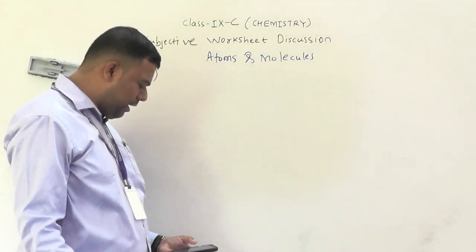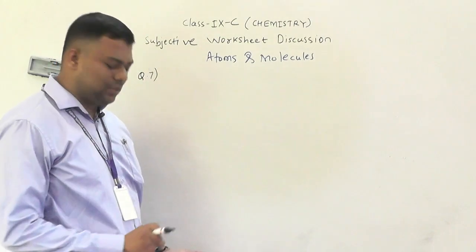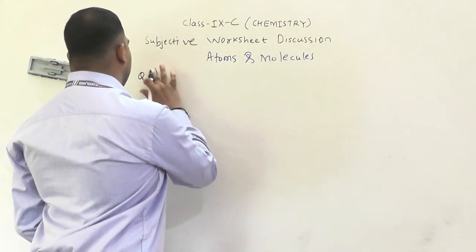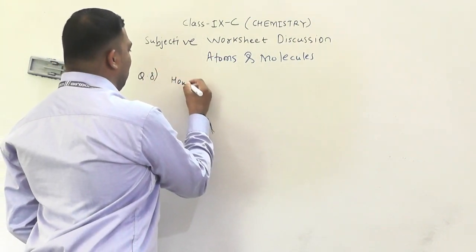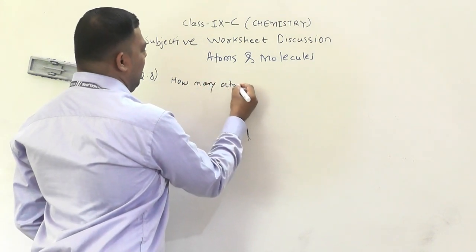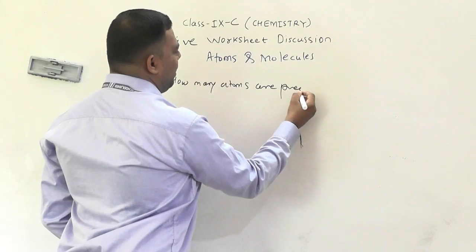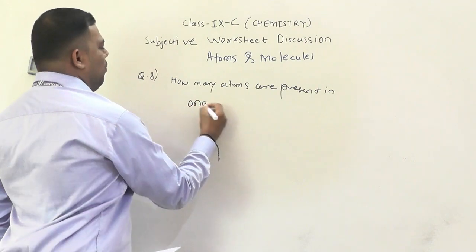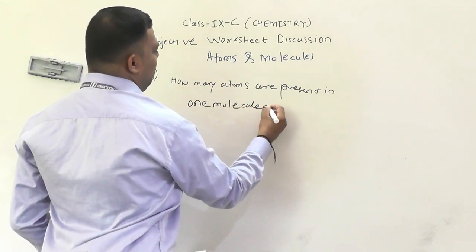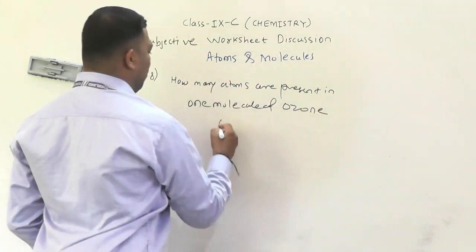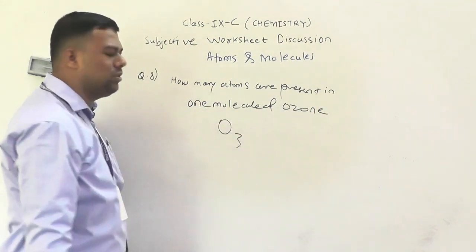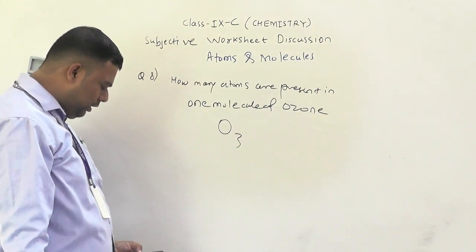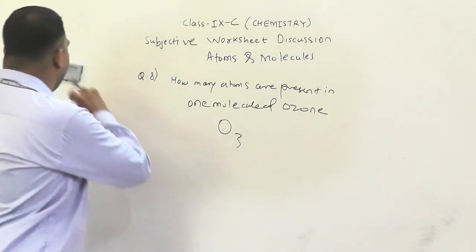Now we will discuss question number 8. How many atoms are present in one molecule of ozone? Ozone means O3. So how much? 3 atoms. Very easy here.